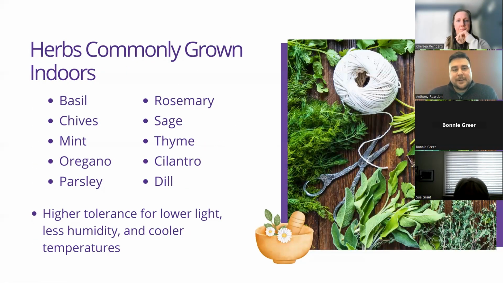And then these ones here specifically are the ones that can actually be grown indoors very easily, right? So we have our basil, chives, mint, oregano, parsley, rosemary, sage, thyme, cilantro, and dill. All of these have a higher tolerance for lower light. They require less humidity, and they can tolerate cooler temperatures. So we're actually going to go through each of these here in a moment and talk about some of their more unique aspects of care.